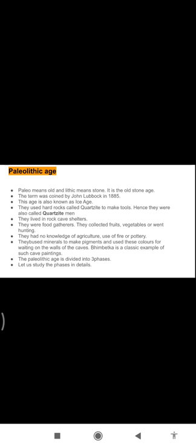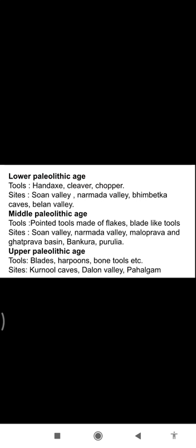The geographical extent of the Paleolithic period is all over India except the alluvial plains of the Ganges and Indus. The Paleolithic age is divided into three phases. We will study the phases in detail. First, the Lower Paleolithic period.